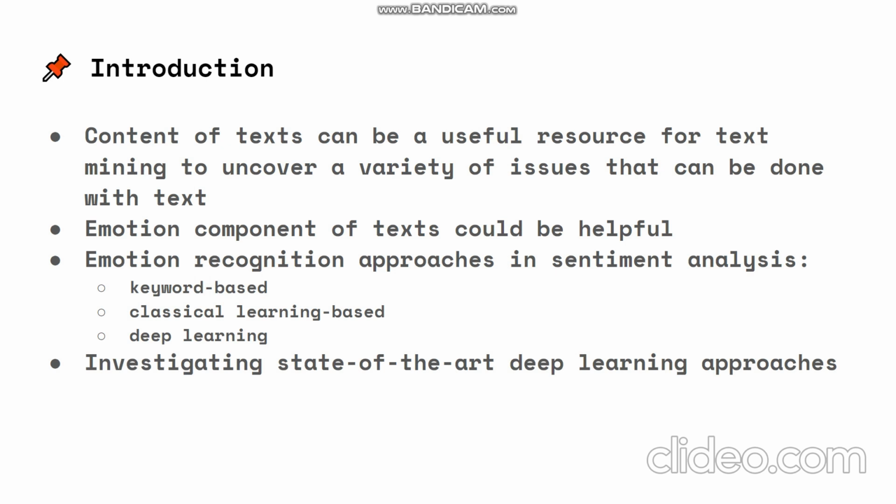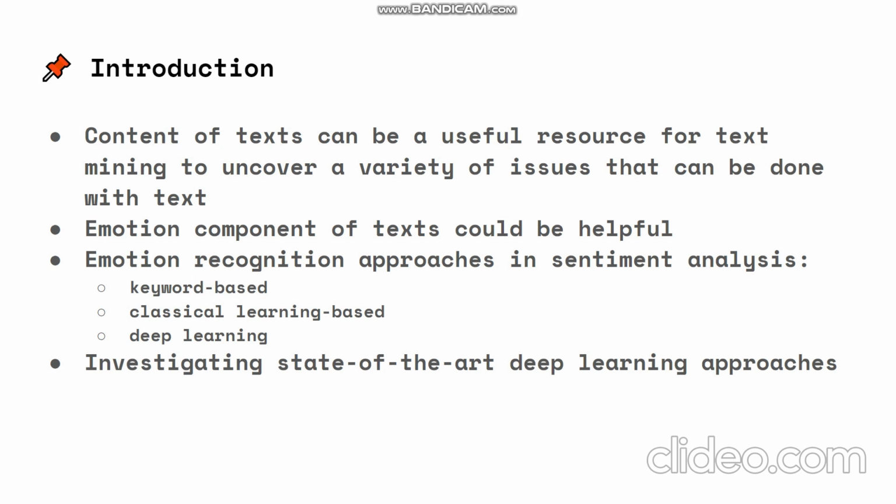Today, there is a lot of information around us, a lot of textual information, and this data can be useful for us and for following researchers. The content of text can be a useful resource for text mining to uncover a variety of issues that can be done with texts. For example, we can check how users are reacting to a certain video, or how they are reacting to a certain product, and try to predict their reaction to the following products and posts and other stuff. So the emotion component of text could be very helpful for us in real world usage.